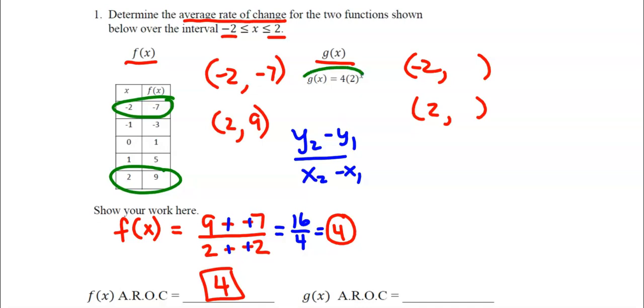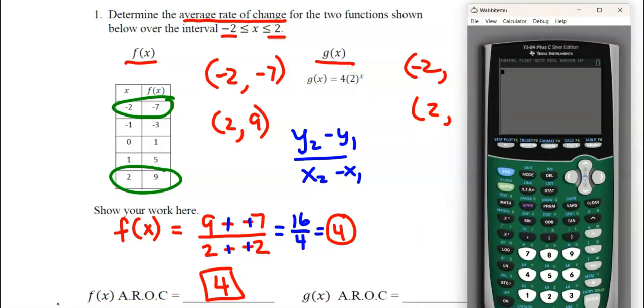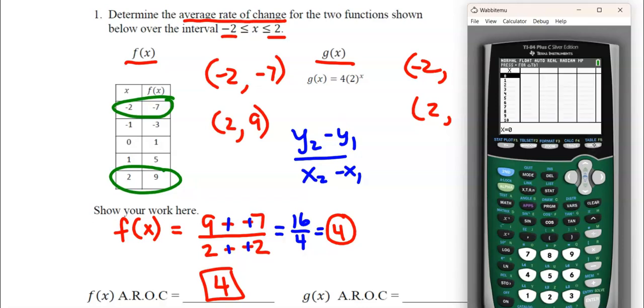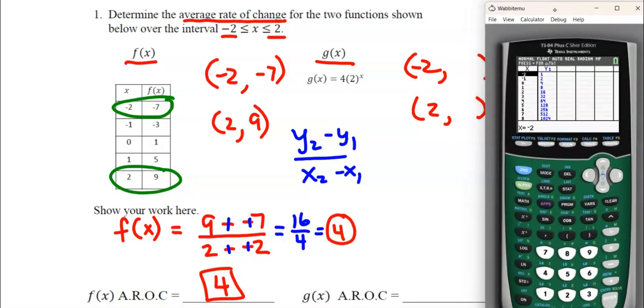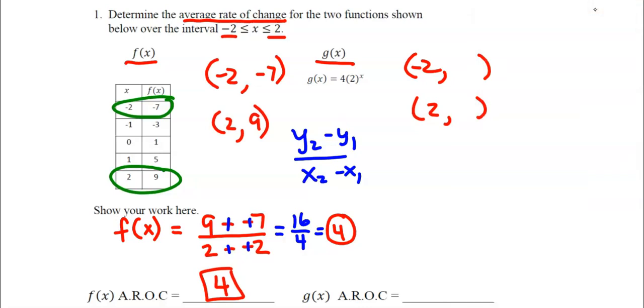For function g, I can either compute the inputs and outputs myself, or I can use the table on my calculator. But in order to use the table on my calculator, I need to tell my calculator what equation I want a table for. So I'm going to enter this equation into my y equals button, and then I can look at the table. So I want the points for -2 and +2. So for -2, the y value is 1, and for +2, the y value is 16. So I'm going to write that in here.